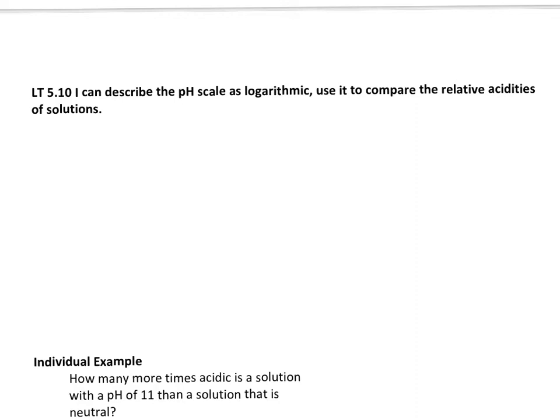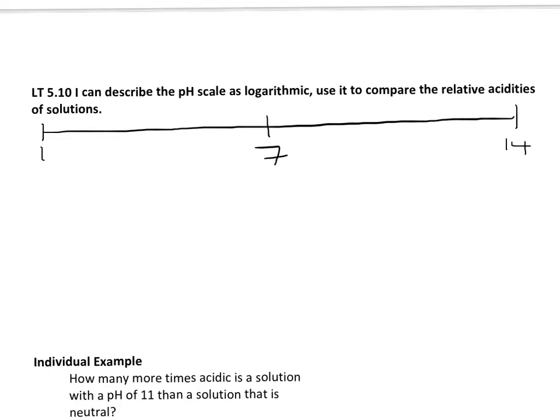Learning Target 5.10 says, I can describe the pH scale as logarithmic and use it to compare the relative acidities of solutions. So if we think back to previously in this unit, we know that the pH scale goes from 1 to 14, and something in the middle with a pH of 7 would be neutral.